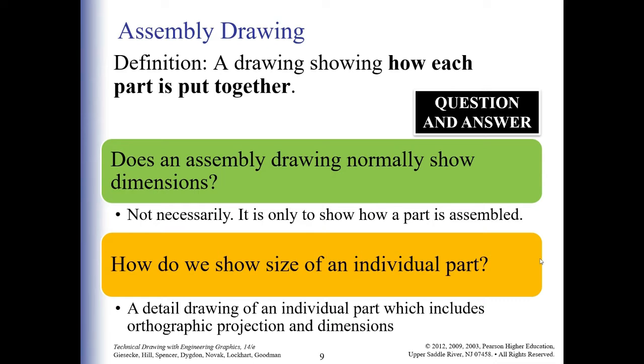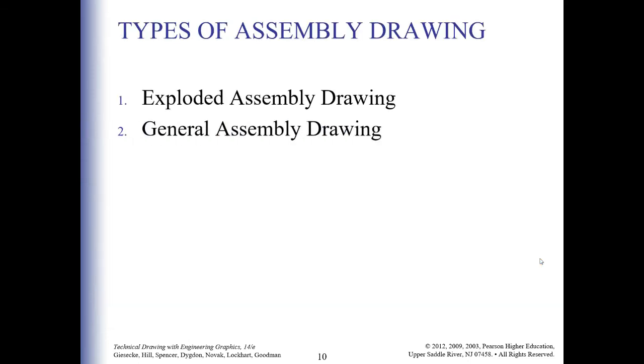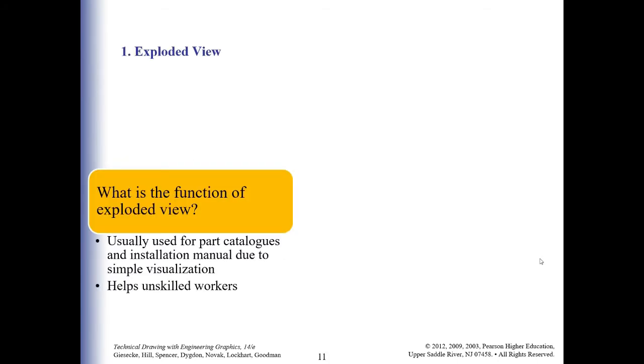Question and answer. Does an assembly drawing normally show dimensions? Not necessarily, but it must show how the parts are assembled. How do we show the size of the individual parts? The detailed drawing shows this based on orthographic projection and dimensions. These are the types of assembly drawing. The first one is known as the exploded assembly drawing. The second one is the general assembly drawing. And finally, the third one is the detailed drawing.